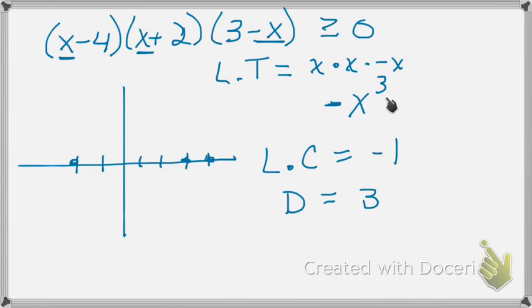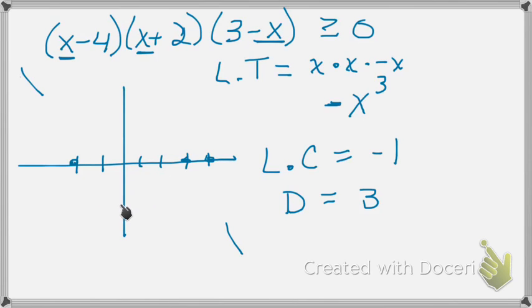So the leading term will tell you how this thing will enter and leave the graph. How's it going to enter and leave the graph? Say it again. Downhill line, because it's a negative with an odd power. So it's going to enter and leave like this, right? So I enter, come down here, go through this, turn around, go through this.